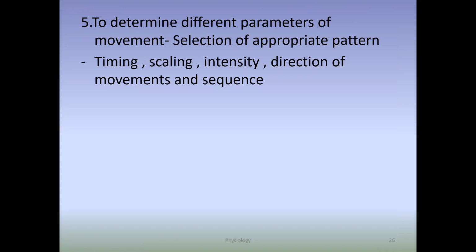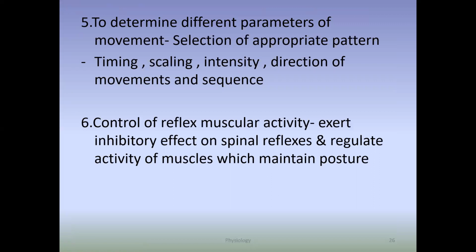Fifth function is to determine the different parameters of movement. Selection of appropriate pattern, that is timing, scaling, intensity, direction of movements, and sequence. For example, if you ask a person to write the letter A, that person can write a small a, or the person can write a capital A. Again, while writing that particular thing, some persons may require 1 second, 0.5 second, that is timing. Scaling means scaling and intensity.